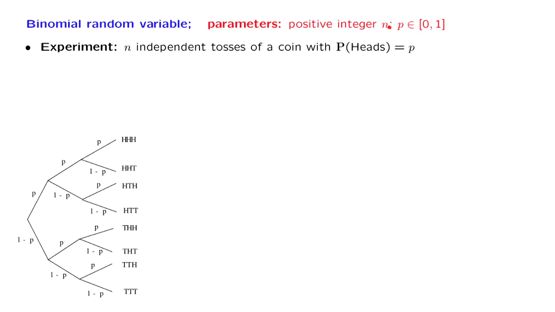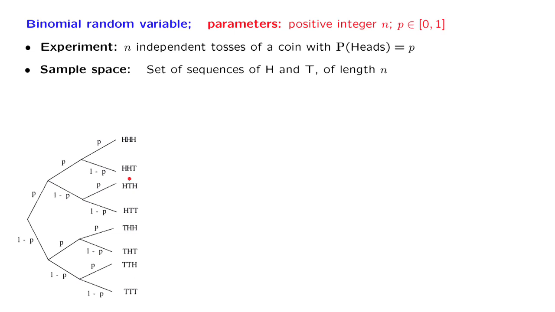We can represent this experiment by the usual sequential tree diagram, and the leaves of the tree are the possible outcomes of the experiment. So these are the elements of the sample space, and the typical outcome is a particular sequence of heads and tails that has length n. In this diagram here, we took n to be equal to 3.